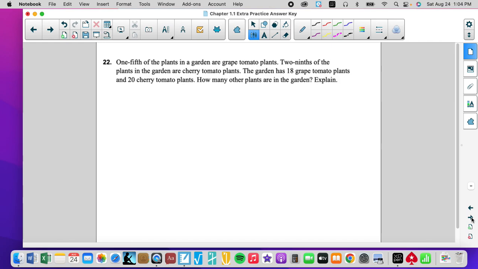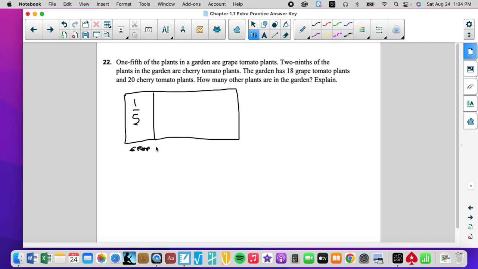Explain. So 1/5 of the plants in a garden are grape. Okay, so 1/5 are going to be grape tomatoes. 2/9 are going to be cherry tomato. The garden has 18 grape tomato plants, 20 cherry tomato plants. That doesn't have anything to do with it because it wants to know.